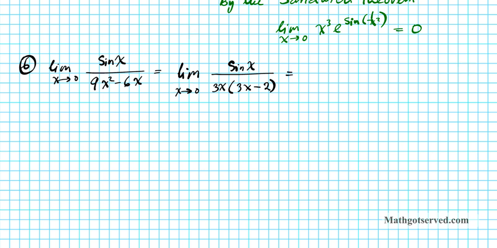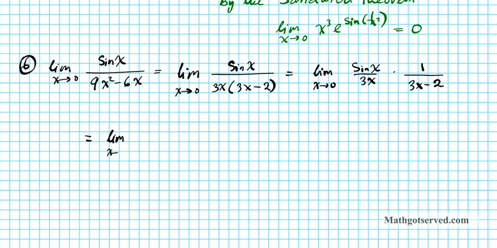And then we can write this as the limit as x approaches 0 of sine x over 3x times 1 over 3x minus 2. And we can use the product property of limits to distribute the limit to these two terms right here. Okay, so we can see that this is going to be 1/3, and this is going to be -1/2, and this is going to be -1/6. That's the answer. But let me show you the work. Okay, so showing you all the baby steps.